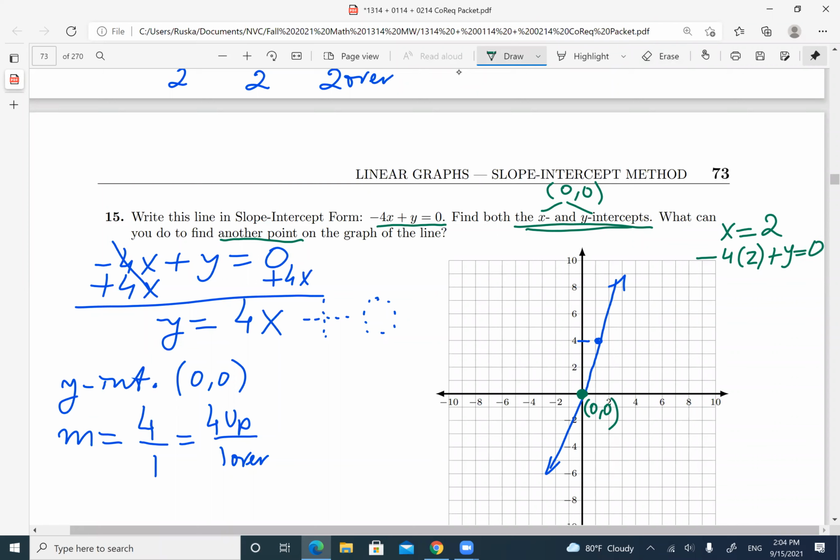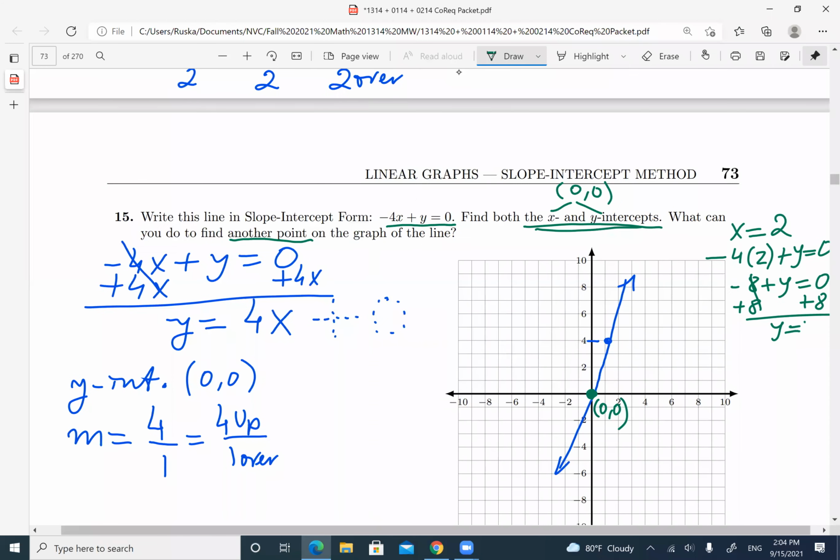So that's how you find the other point. -4 times 2 is -8 plus y equals 0. So to get y, you're going to add 8 to both sides. You're going to get y equals 8. So the second point is going to have coordinates x is 2, y is 8. So it's going to go 2 and 8 is right here.